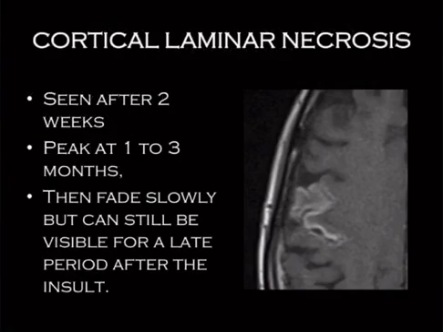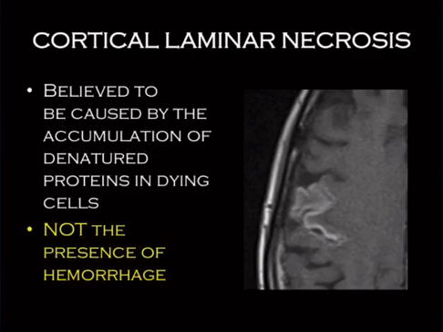So it occurs after about 2 weeks or so, or around a month, and it can go away. It's not forever. And it's basically accumulation of dead cells and protein that makes it look T1 bright. So it's like basically like cholesterol or proteinaceous, high-density crap that's making it look like blood. It's not blood, though. That's the trick.